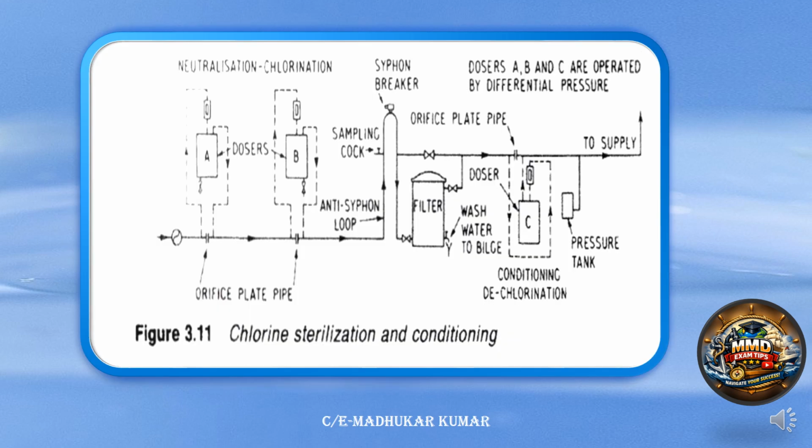I am going to explain the diagram of it with the laser pointer. So, chlorine sterilization and conditioning part. Here you can see the water is coming through, and here we have the orifice plate, and here also we have the orifice plate, and here also. It is basically for doser A, doser B, and this is your doser C. So what happens when water is passing through this? It is passing through this metering device. These are the metering devices where you can see the water is flowing and how much.